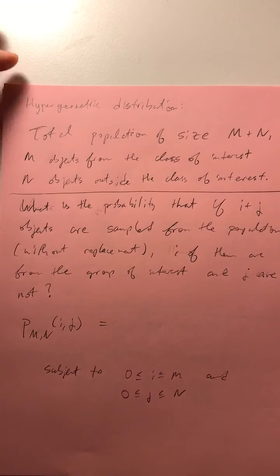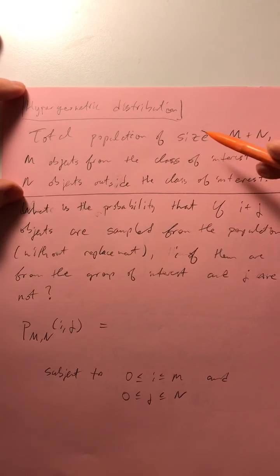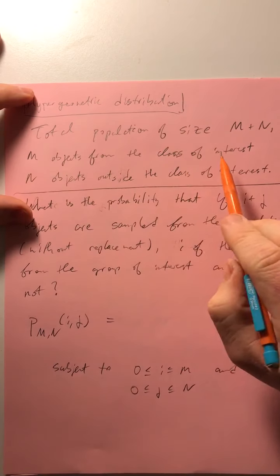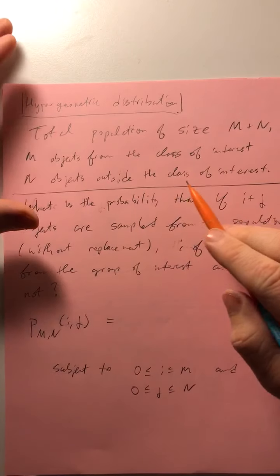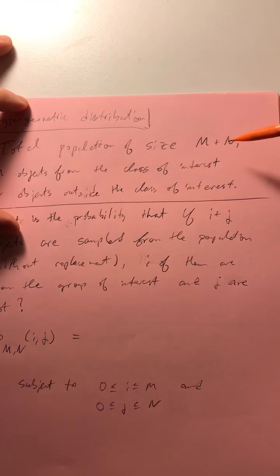So another important distribution, another important type of situation would be, let's say I have a total population, and the size of the population is m plus n. And m of those objects are from some class of interest, and the other n objects are from outside the class of interest. So, for example, let's say I am a washing machine manufacturer, right?